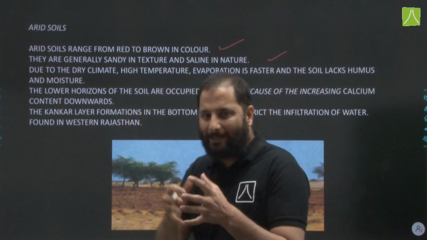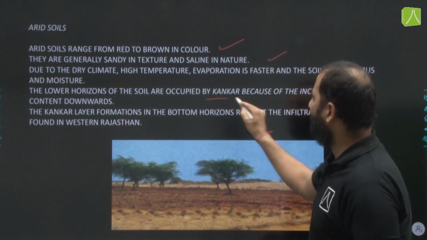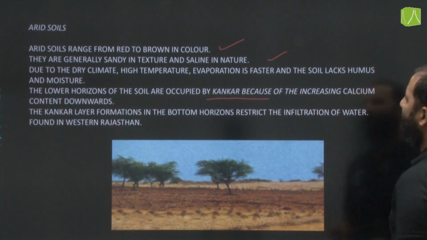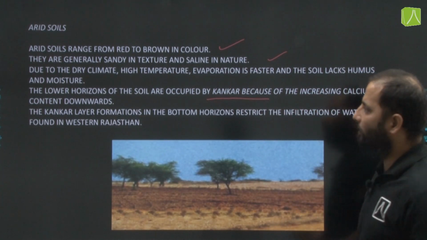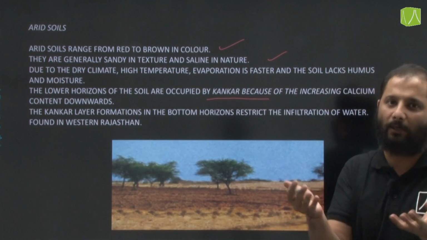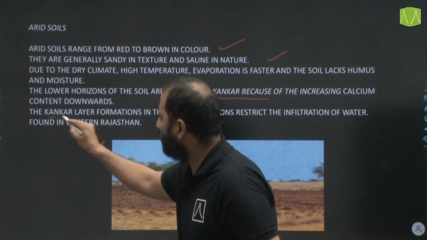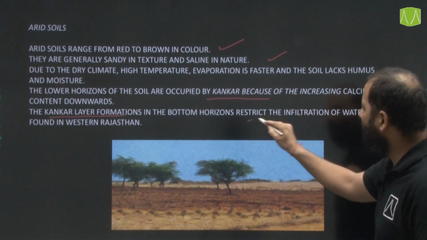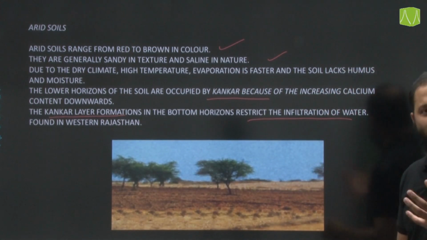The lower horizons of the soil are occupied by kankar nodules because of the increasing calcium content downwards, and because of the presence of this kankar layer formation in the bottom horizon, the infiltration of water doesn't happen. It is found in western Rajasthan.